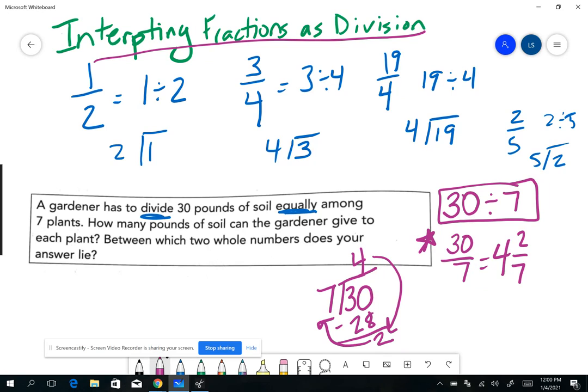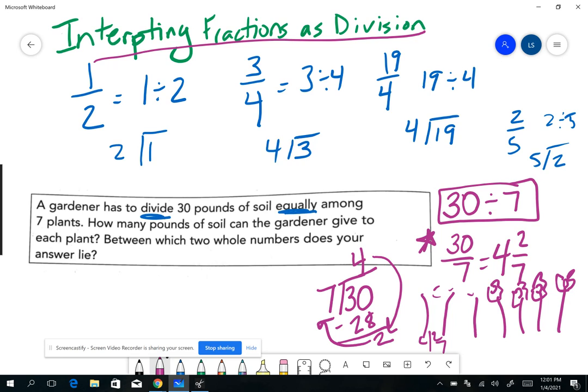So that means every plant, so all 7 plants, 1, 2, 3, 4, 5, 6, 7, aren't they beautiful plants? Right? All 7 plants are going to get 4 and 2/7 pounds of soil.